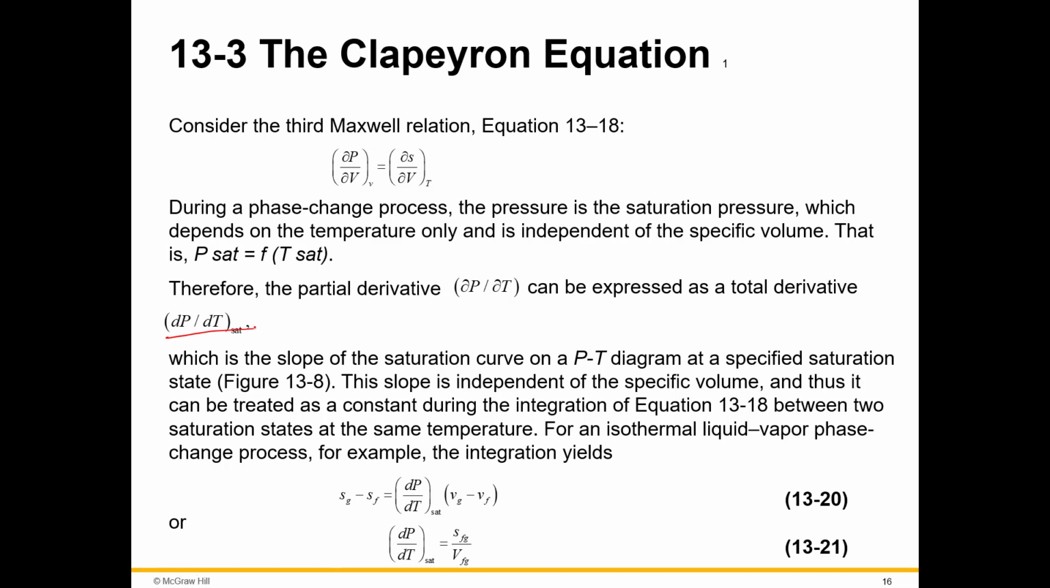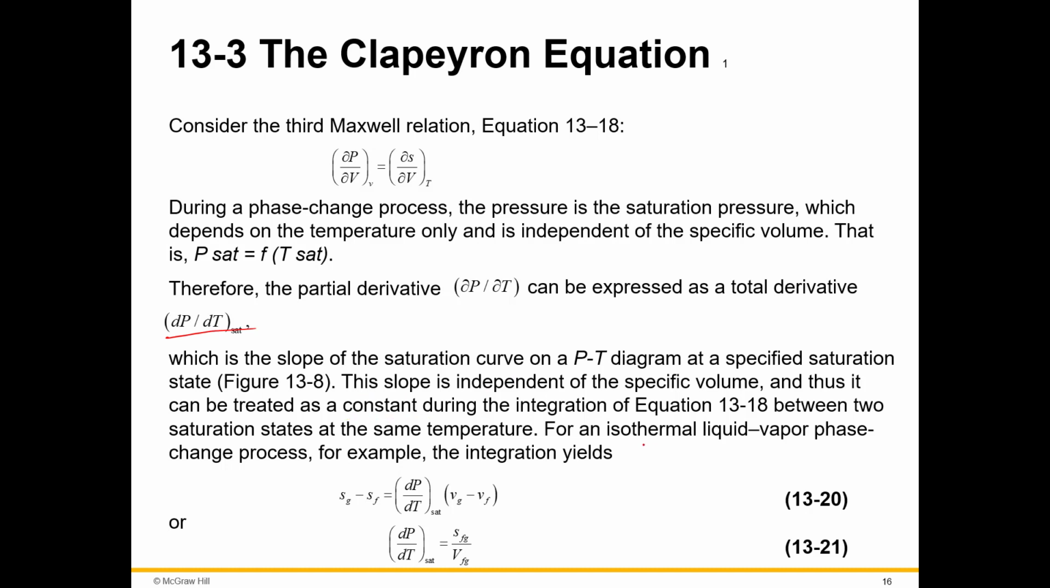So, going forward, this is the slope of the saturation curve on the PT diagram. Now we're getting into where we have the PV diagram and those slopes. That's how we get the saturation curve on those as well. And so then it just gives information: the slope is independent of specific volume, and then you can treat it as constant.